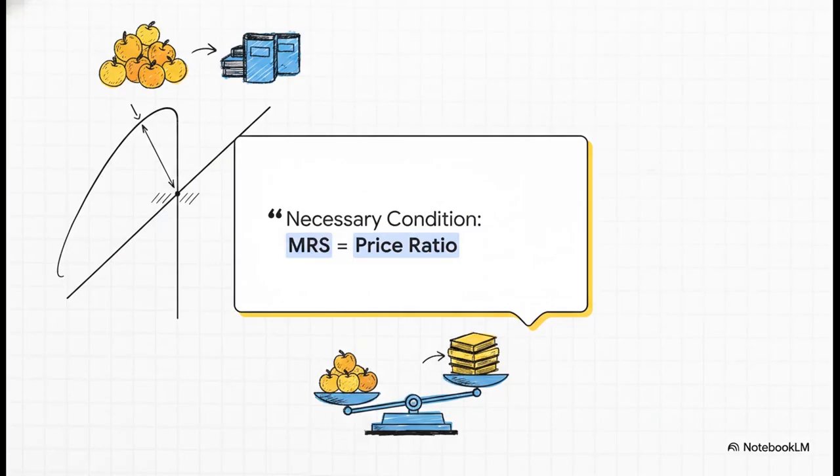Please, literally imprint this equation into your brain. MRS equals the price ratio. At that perfect tangency point, the slope of your desire equals the slope of your wallet. It's the absolutely necessary condition for equilibrium. The rate at which you want to trade perfectly matches the rate the market lets you trade.